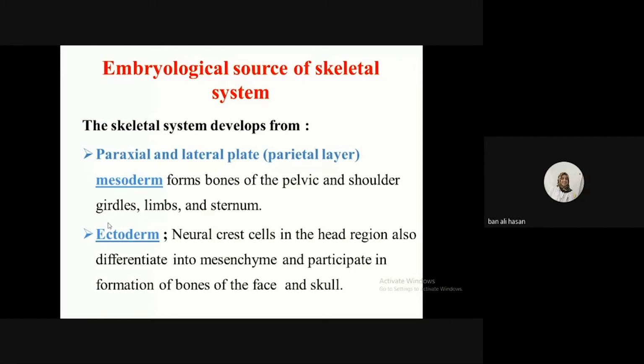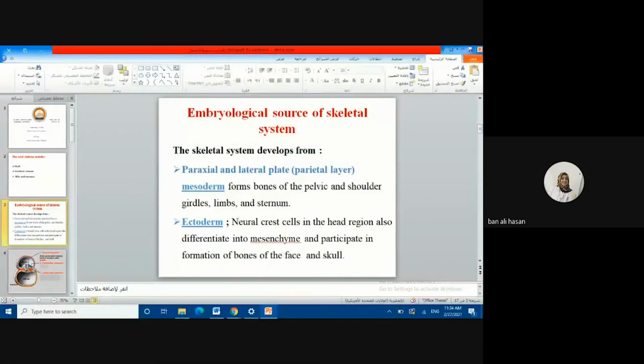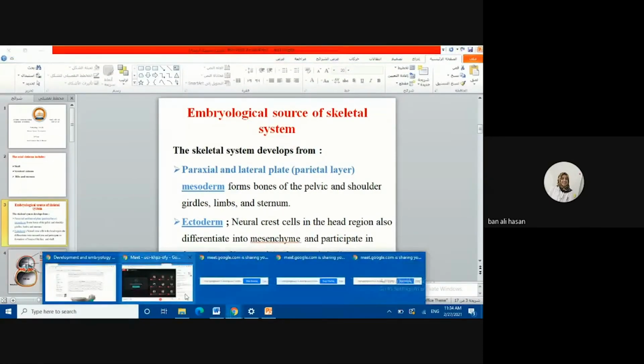So vertebral column. We'll come to the vertebral column. We'll see that the origin for this is sclerotomal cells. Okay, sclerotomal cells. Look at here.